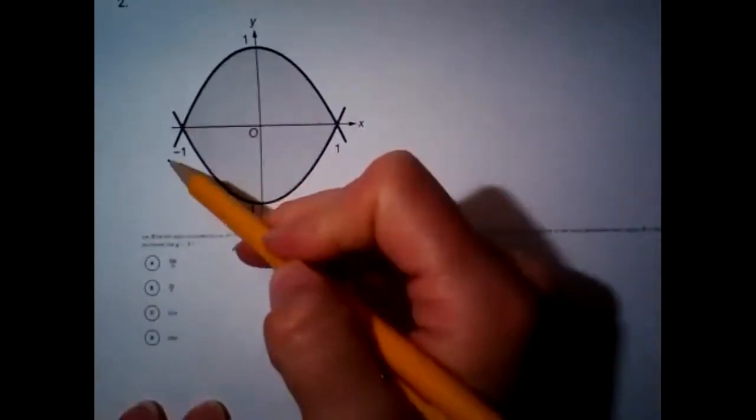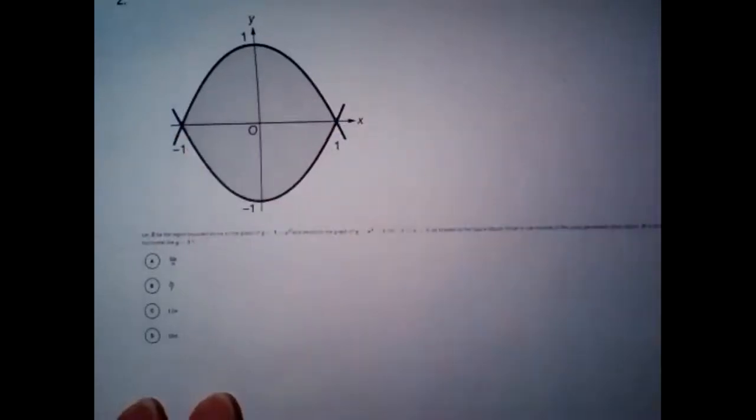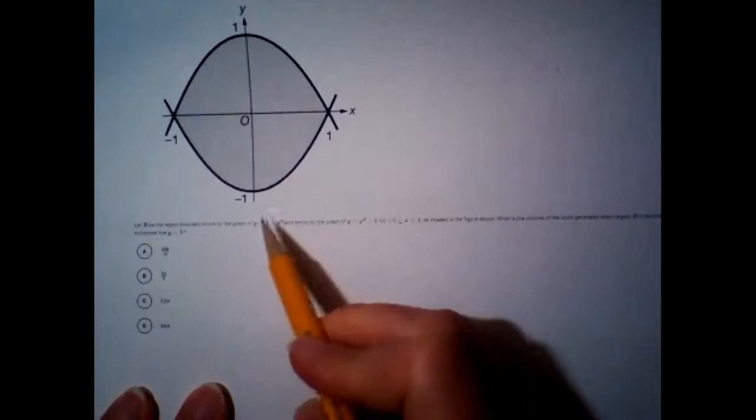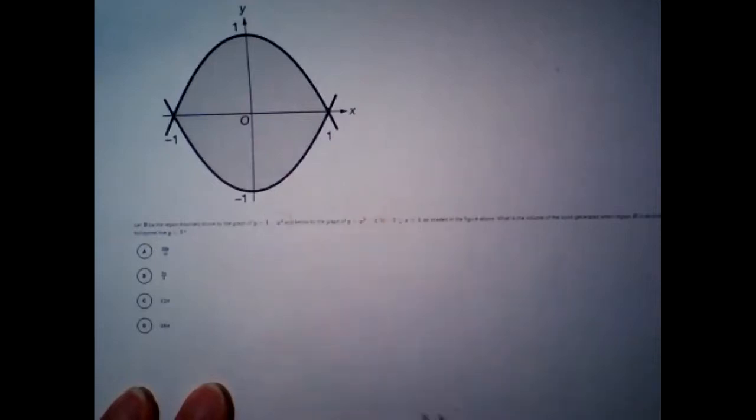All right, number 2, they give us this graph of these two parabolas. One is reflected and one is right side up. Let R be this region, bounded by these two functions. And we are going to revolve that around the horizontal line y equals 3.